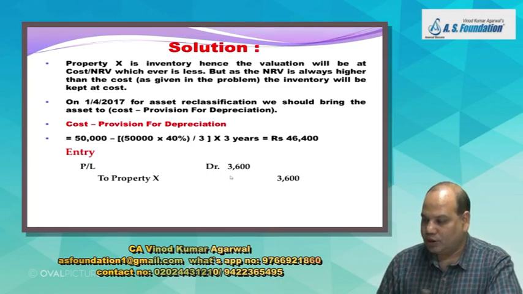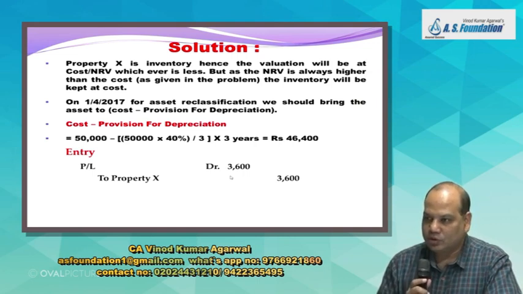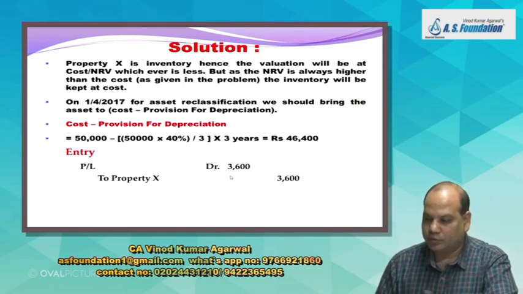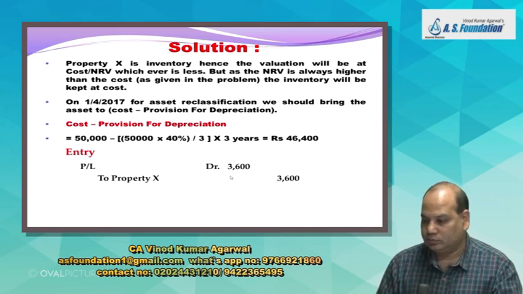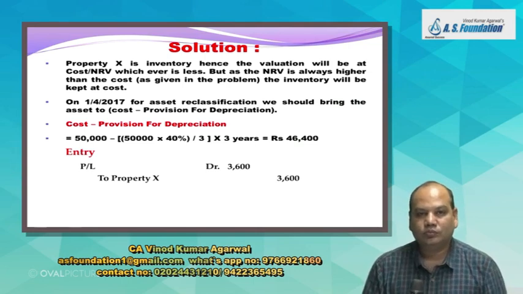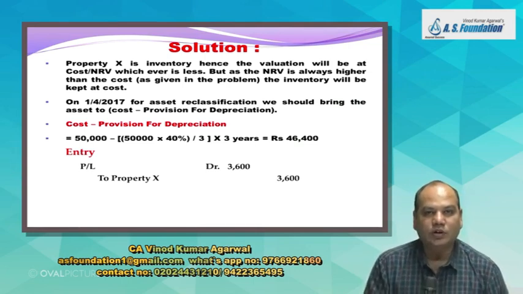We will assume that NRV on the date of reclassification was higher than the cost. That is given. It is usually higher than the cost, it is given. Property X is inventory. Write in detail: Property X is inventory, hence the valuation will be at cost or NRV, whichever is low. Cost or NRV, whichever is less.